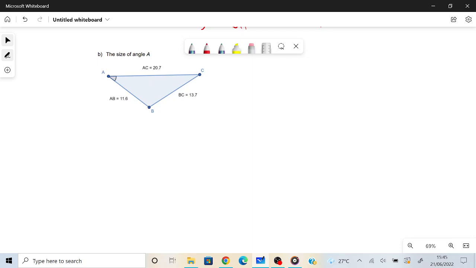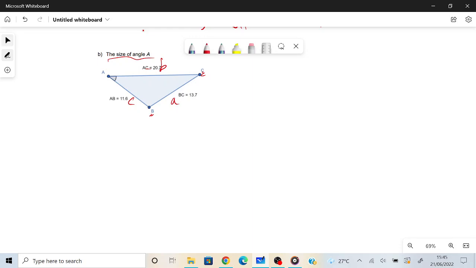Over here they're asking for the size of angle A, so we're trying to find big A. So let's start labeling this. We have small a over here, this is our big B, so our small b is here, this is our big C, so we have a small c over here. Now again, we can't use the sine rule because essentially we don't have any of the angles, so we can't use that. So we go with the cosine rule.